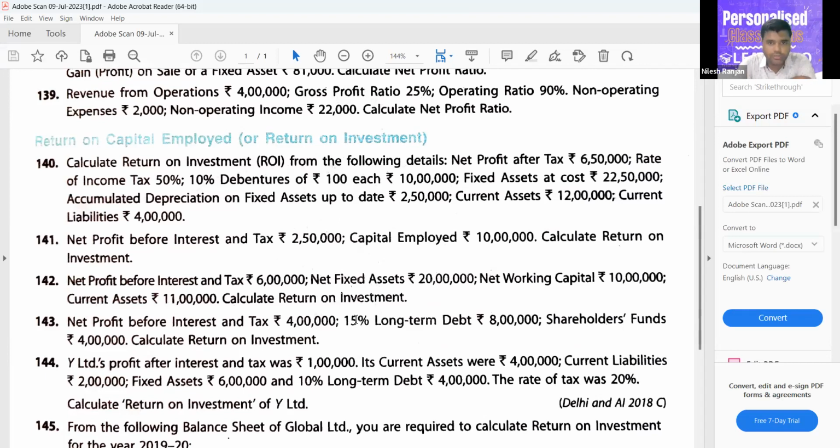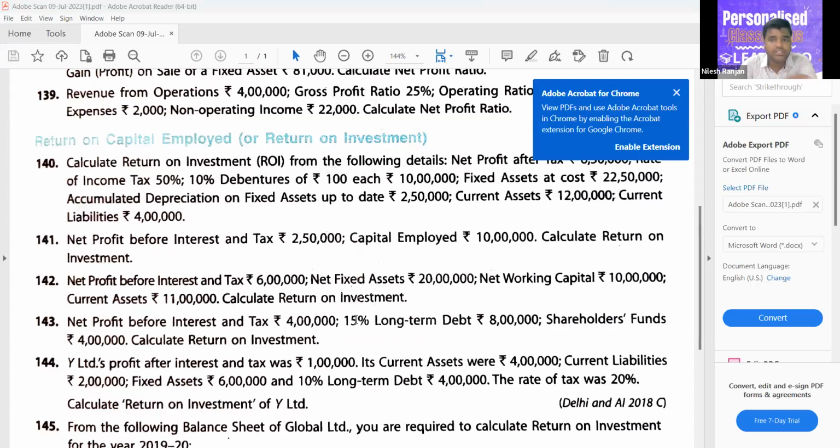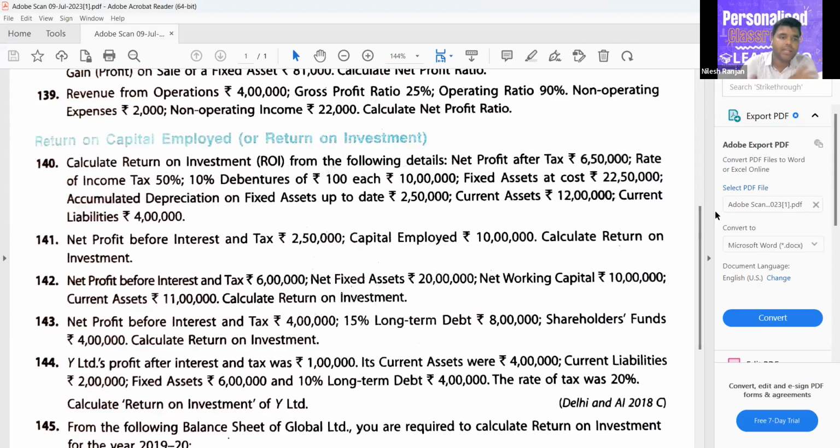Calculate return on investment from the following details. Net profit after tax 6,50,000. Rate of income tax 50%. 10% debenture of 100 each is 10 lakh. Fixed assets at cost 22 lakh 50,000. Accumulated depreciation on fixed assets up to date 2 lakh 50,000. Current assets rupees 12 lakh and current liabilities 4 lakh.